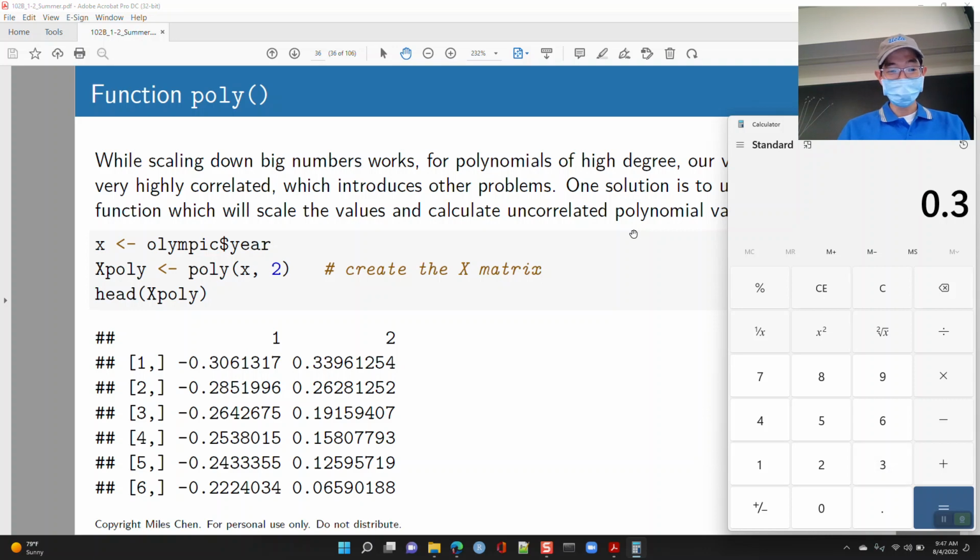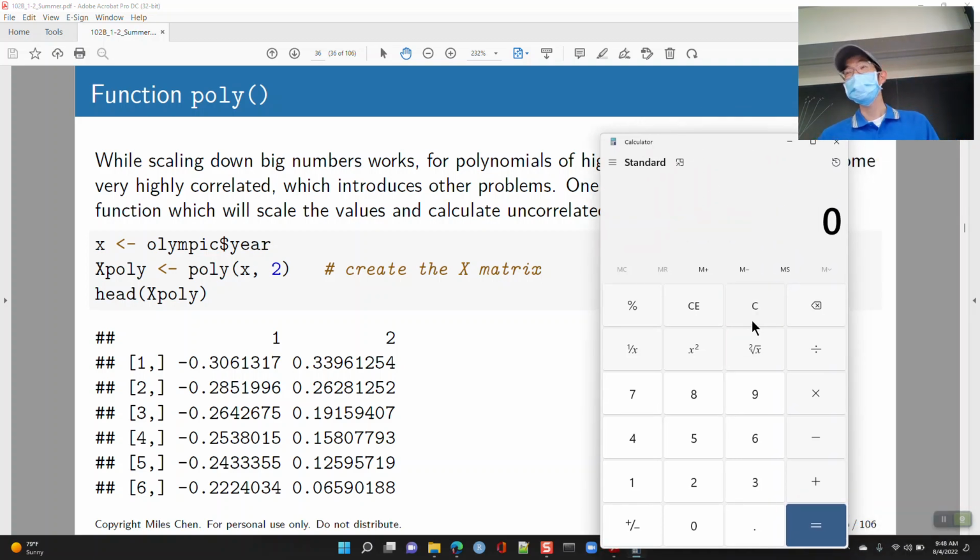Just to demonstrate, 0.3061317 minus the next value, 0.2851996. That's a difference of 0.0209321. And if I subtract that from 0.2851996, that should give me the next value, 0.2642675. And then I could subtract the next value, 0.2538015, and we'll get that same difference. Whoops, I did the opposite sign there, but you'd get it, the difference is basically 0.02 from here to here, 0.02 from here to here, 0.02 from here to here, and so on and so forth.